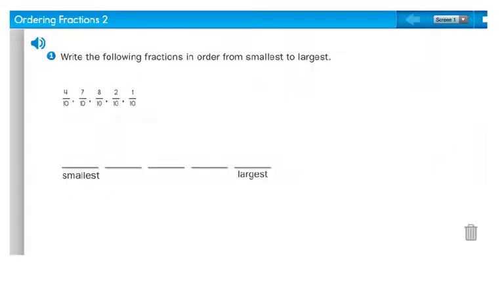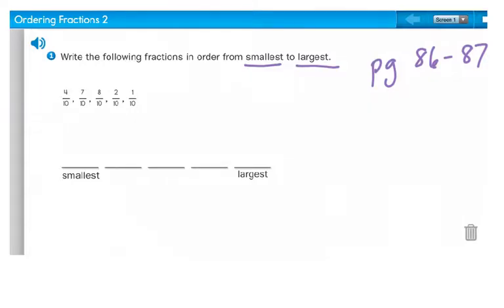All right, we're going to move into our math journal. We're going to be working in lesson 3-7, and you can open your journal page to page 86 and 87. We're actually going to work on these two pages together, and we'll start with page 86. At the top, it says ordering fractions. Write the following fractions in order from smallest to largest.